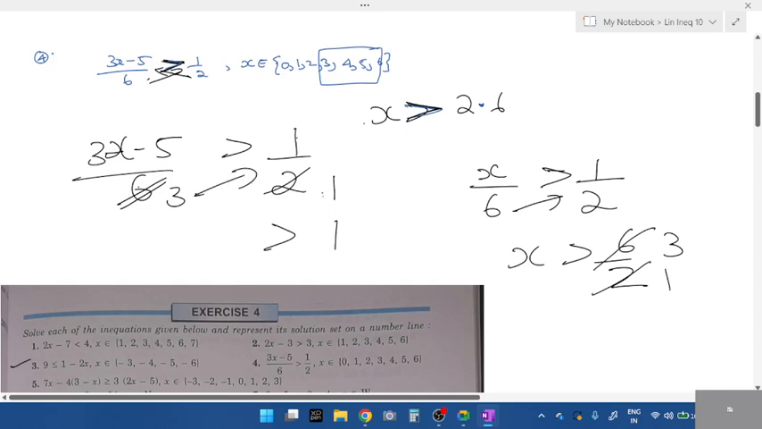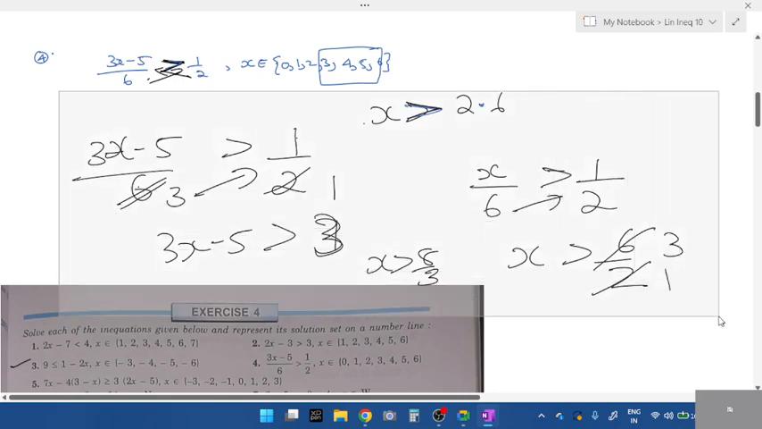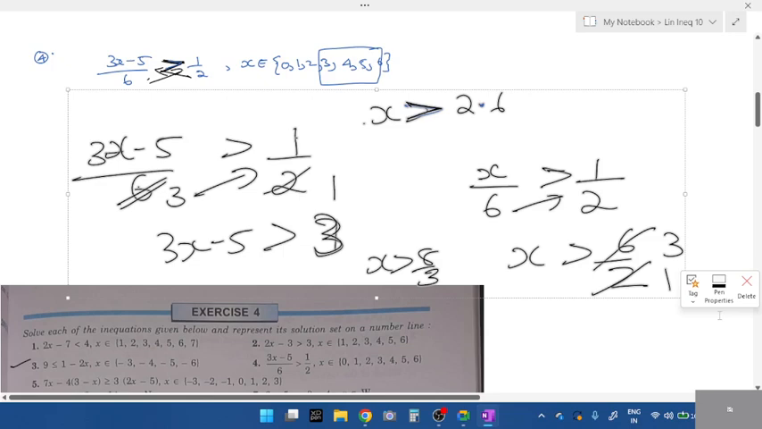Shift this 3. 3 ones are 3. You get 3x minus 5. Minus 5 goes to the other side, 8. You get x is greater than 8 divided by 3. It's the same. You can directly shift it or reduce it and later you can cross multiply.